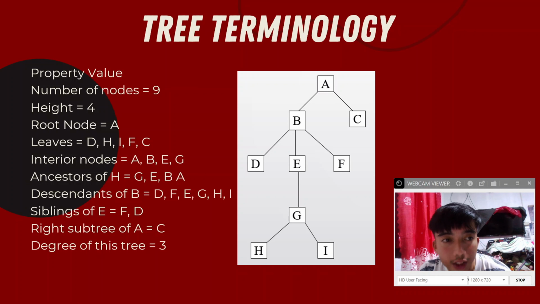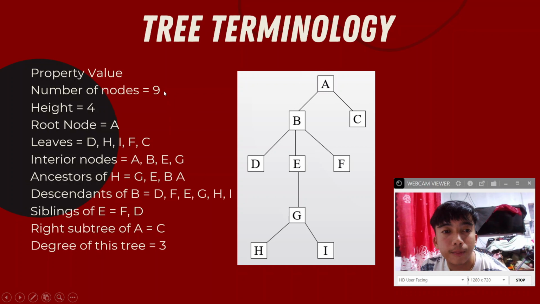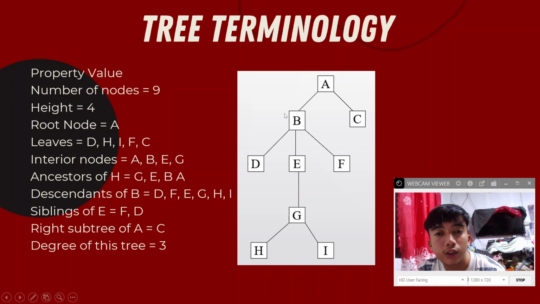Three terminologies: property, and this part is the property, and these are the values. Number of nodes. The number of nodes in this example is 9 because we have 9 nodes here. If we count it, 1, 2, 3, 4, 5, 6, 7, 8, 9. So in this example, we have a total of 9 nodes, while its height is 4 because we count its children, 1, 2, 3, and 4. So its height is 4.